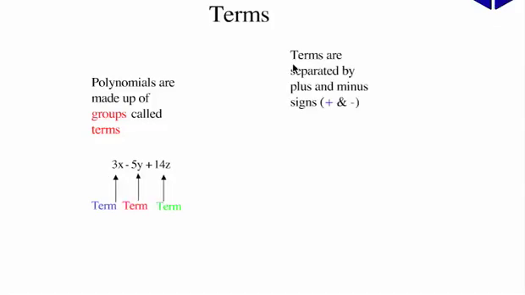Okay, so polynomials are made up of groups called terms. Here we have 3x minus 5y plus 14z. And here are the three terms. And terms are separated by plus and minus signs, so it's separated by addition and subtraction only.